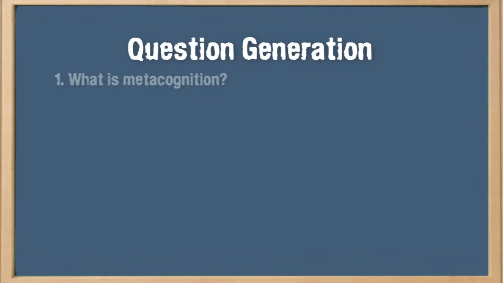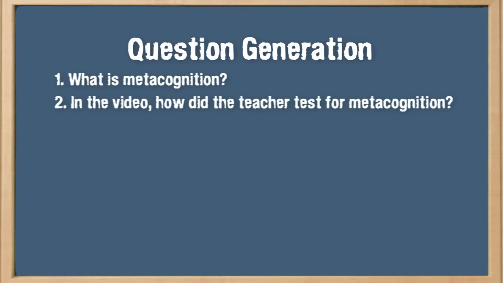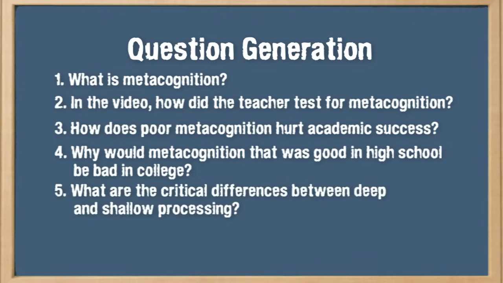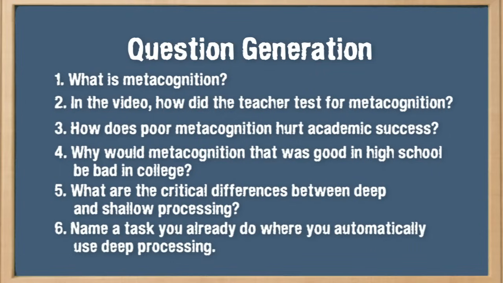Here's a list of questions that you might generate based on the videos so far. The first question is purely factual about the definition of a term. And that's okay as long as you don't just memorize the definition without understanding it. The second and third and fourth questions are also about content, but they're asking about key arguments in the videos, which go to a deeper level than the definition. Question 5 asks you to compare and contrast, leading to both elaboration and distinctiveness. Finally, question 6 asks you to relate the information to your personal experience.